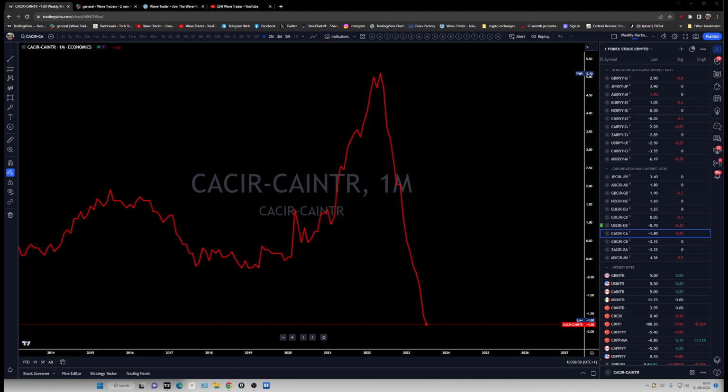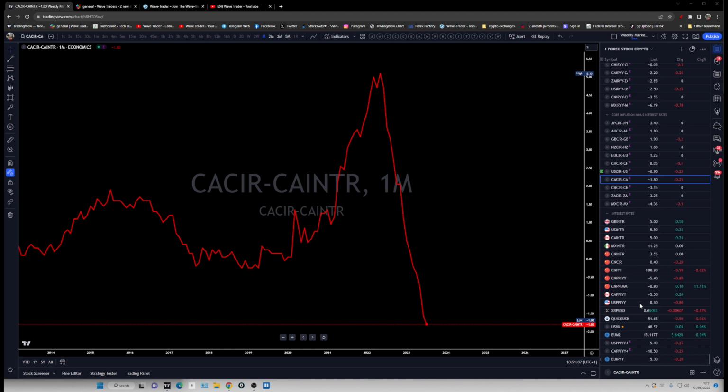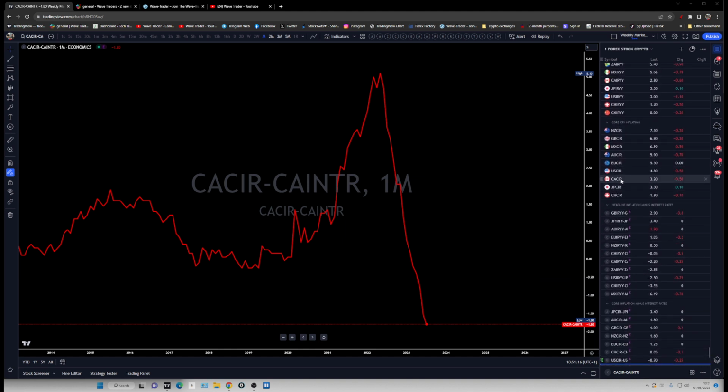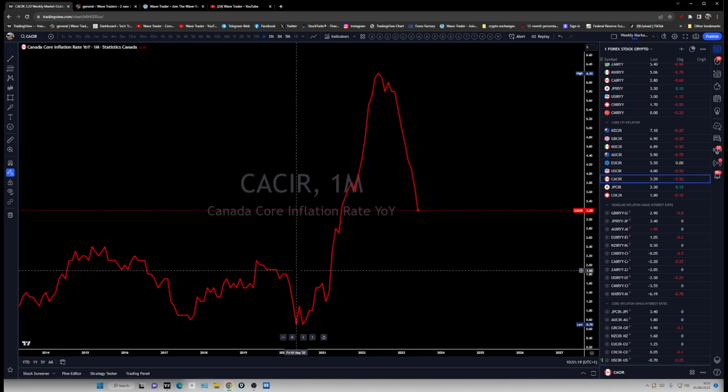So this is Canada core inflation minus Canada interest rate. We can see that the interest rate has simply gone beyond the core inflation, so the core inflation has dropped below the interest rate. The core inflation is at 3.20 and the target is 2%. They are looking to bring inflation to 2%, the core inflation and the headline inflation.